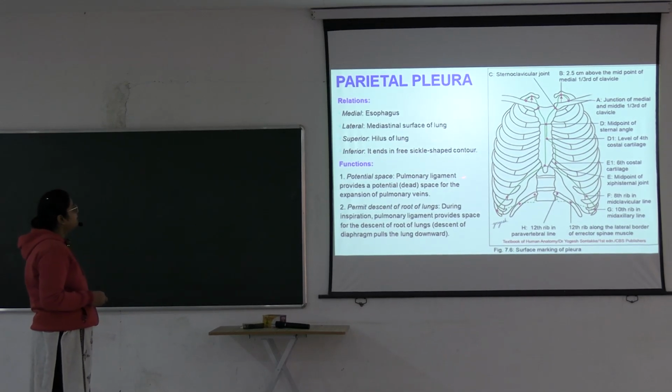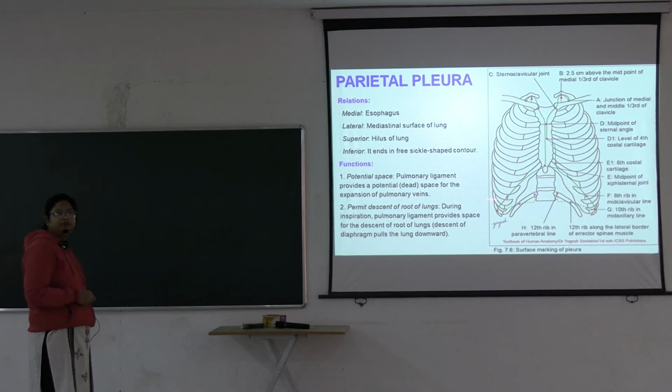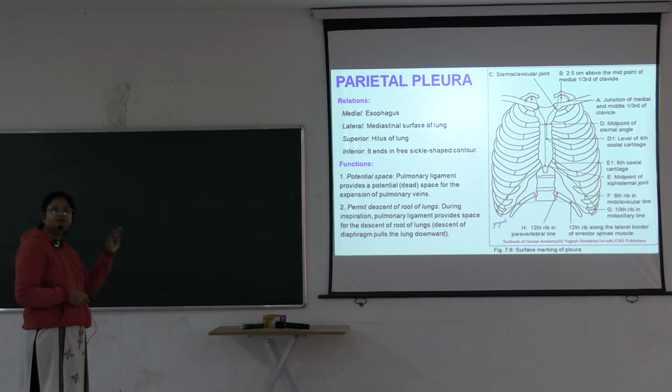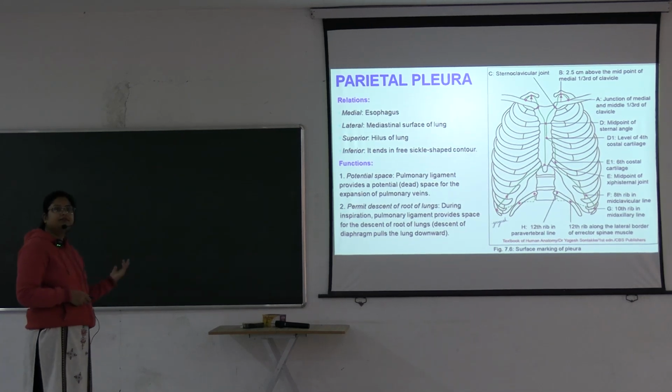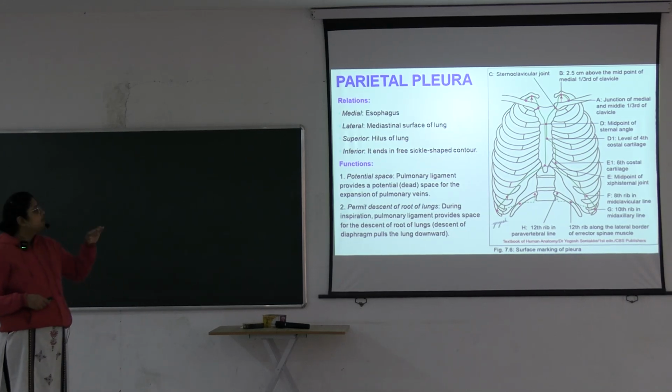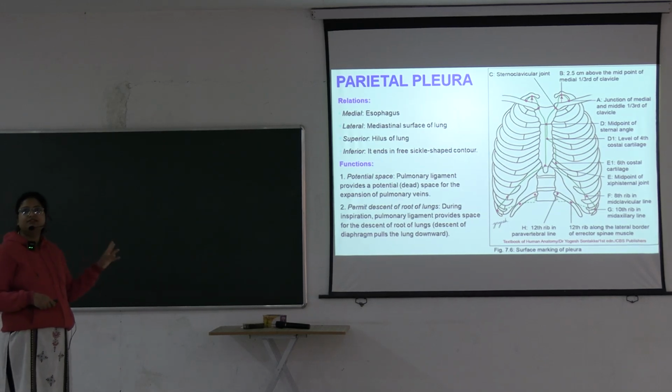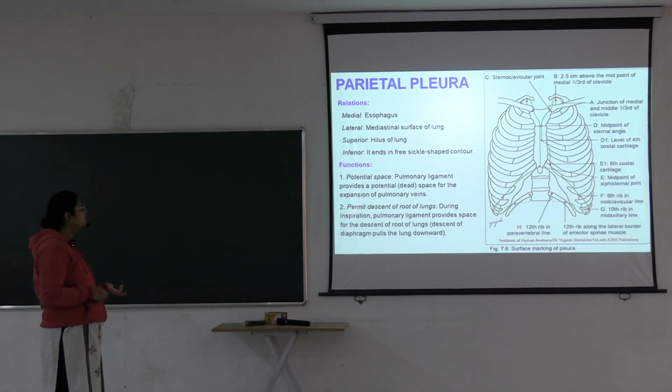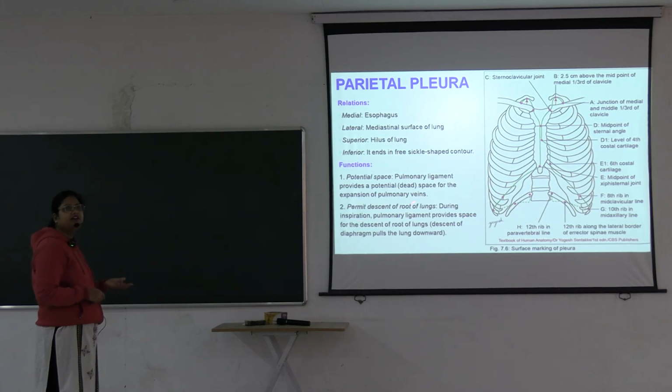Potential space. The pulmonary ligament provides a potential or dead space for expansion of the pulmonary veins. It contains loose areolar tissue, so there is space for expansion of the veins. It permits descent of the root of the lung during inspiration. During inspiration, the diaphragm descends and the lungs descend along with their roots. So it also permits the movement of the root of the lung.